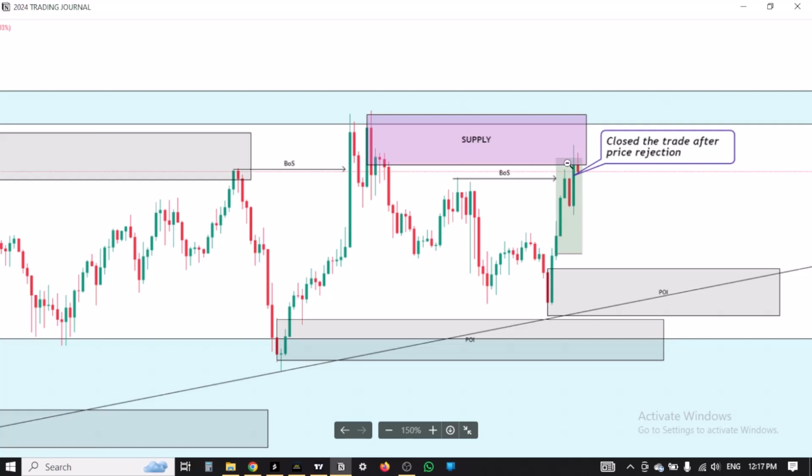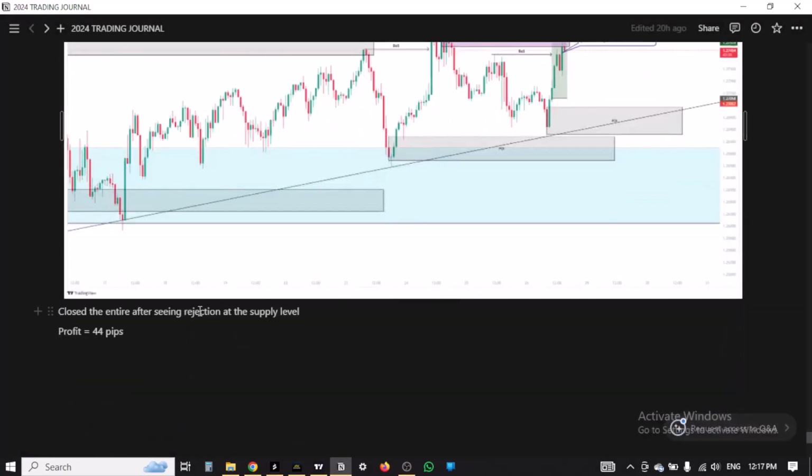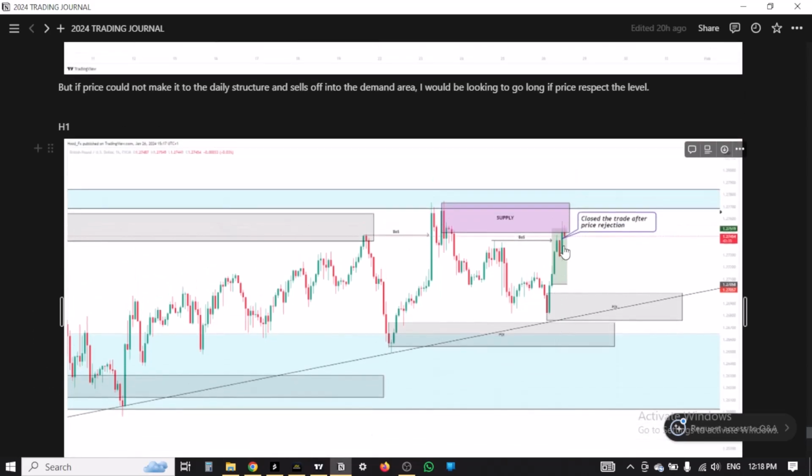Once price is reacting to your levels, wait for confirmation. I waited for this to give me a close with rejection. That was when I closed the remaining half of the trade. So you can see I closed the entire trade after seeing rejection at the supply level. The profit was 44 pips with something. 44 pips is something to go on with.